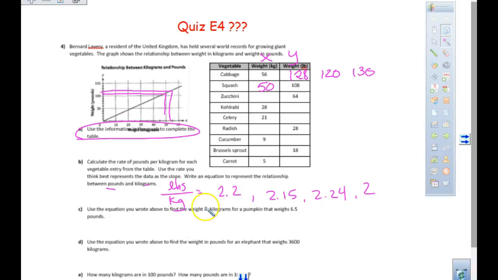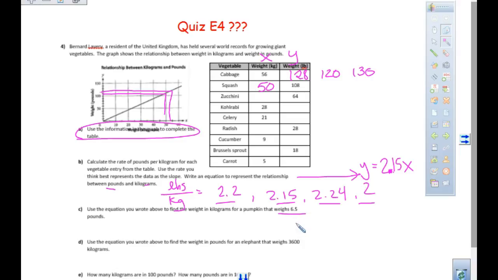Once you get this, it says write an equation. So now that you have the unit rate, y equals whatever number you had here, if it was 2 or 2.15, times x. And that's what I'm looking for on the quiz today, okay? And then you use it.